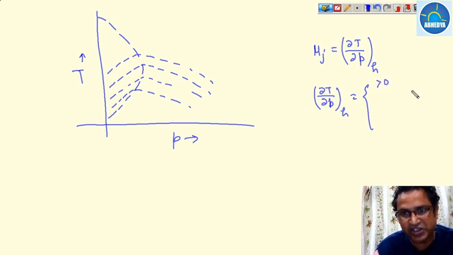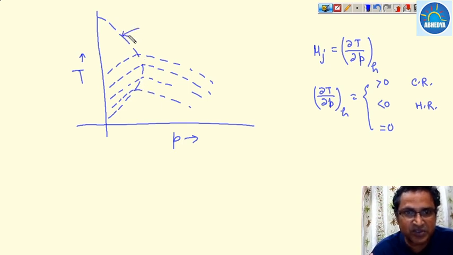When it is positive, then this is positive, so it is the cooling region. I am writing cooling region as CR. When it is negative, in this region it is the heating region, that is HR. And when this value is equal to 0, at the maximum point, this curve is basically obtained, and this curve is known as the inversion curve.